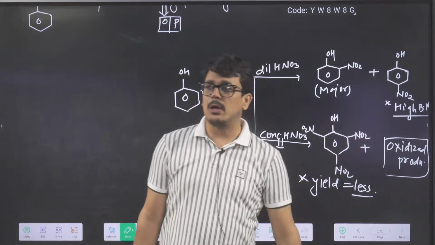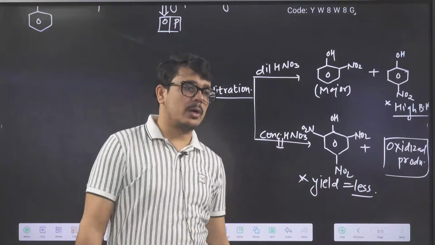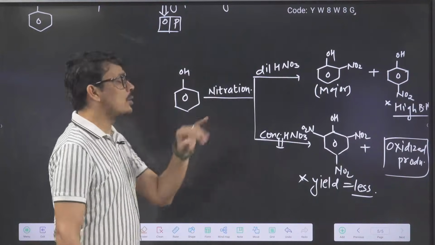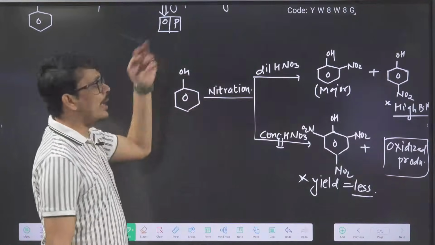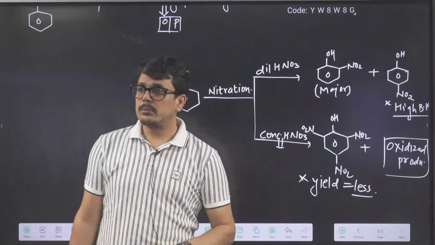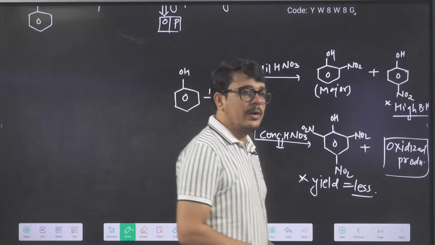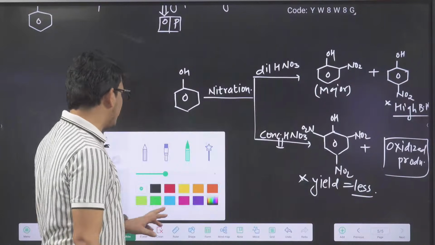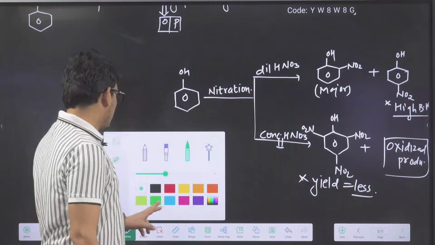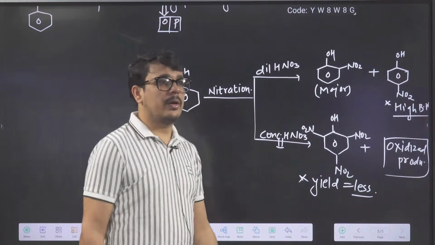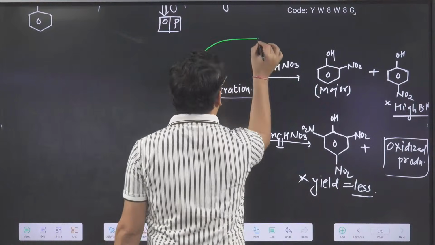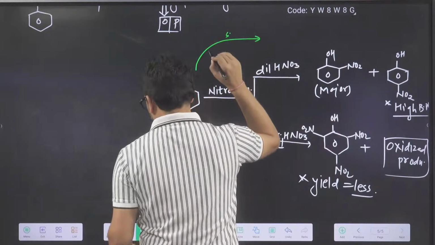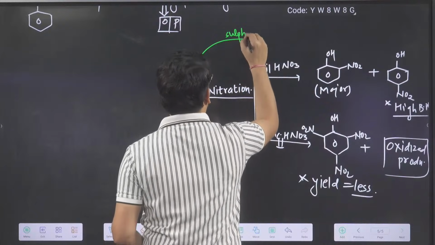So if I need to increase the yield of picric acid, we have to prevent the formation of the oxidized product. Now tell me one thing: when is benzene oxidation easy, when benzene is connected to an activating group or a deactivating group? Activating group. So if I connect a deactivating group, oxidation becomes difficult. To overcome this problem, what are we doing? Sulfonation, two times.